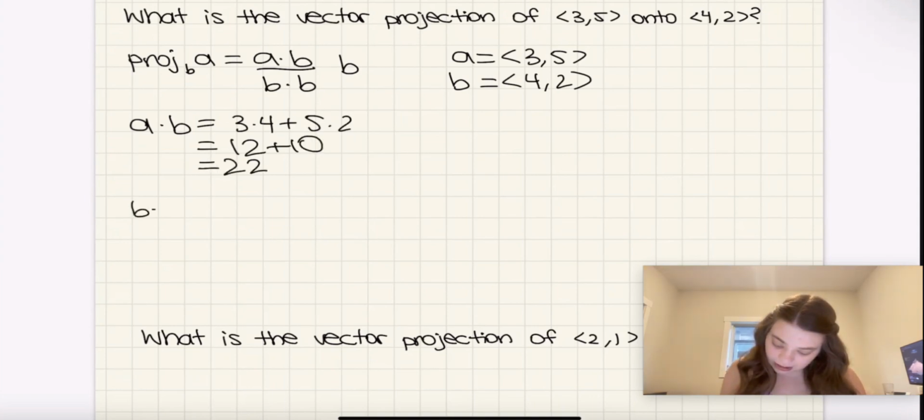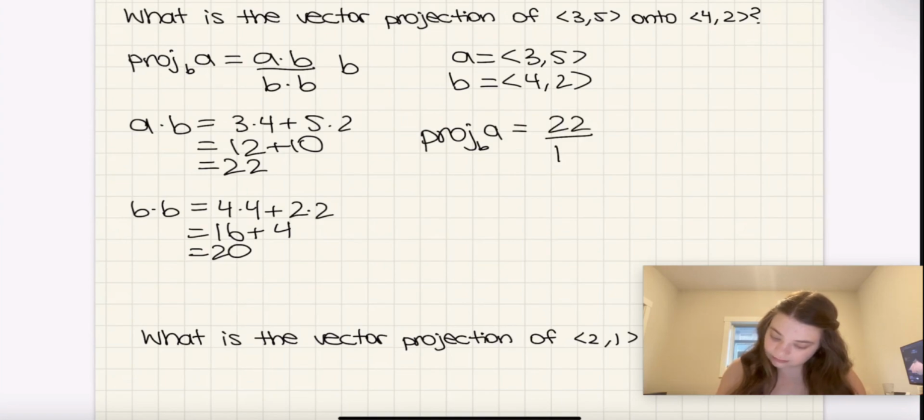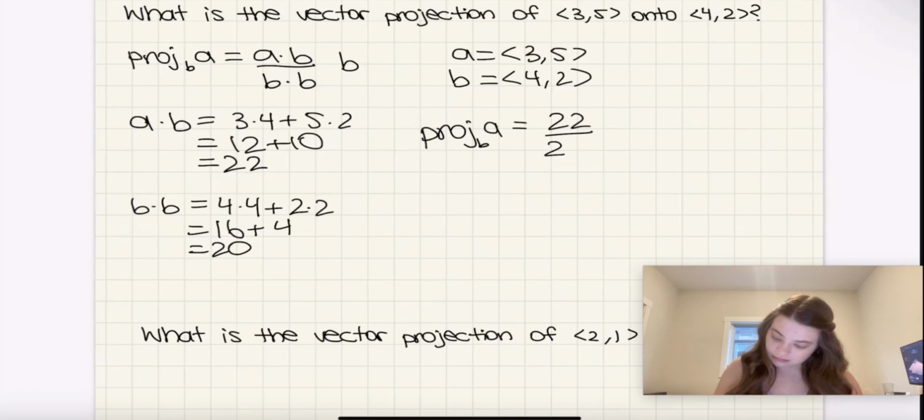Then what about B dot B? Well, B dot B is going to be 4 times 4, or 4 squared, plus 2 squared, or 2 times 2, which is equal to 16 plus 4, which is equal to 20. And so therefore, the projection of A onto B is equal to 22 over 20, and then times B, (4, 2), like that.